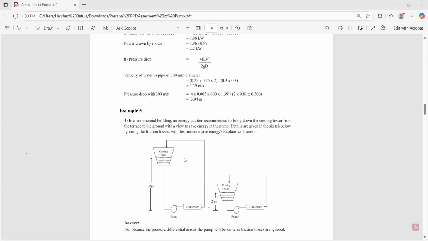But if this system were not a closed loop, assume that in place of the cooling tower only a storage tank would be there. Then the height of the building, from the pump to the storage, would have mattered, if this is not a closed loop.